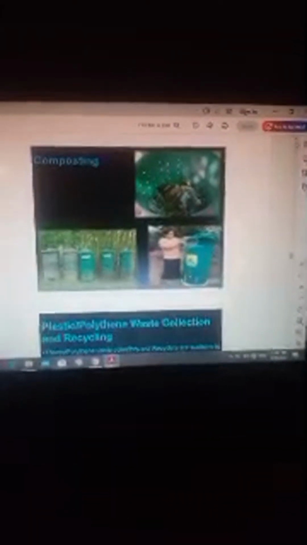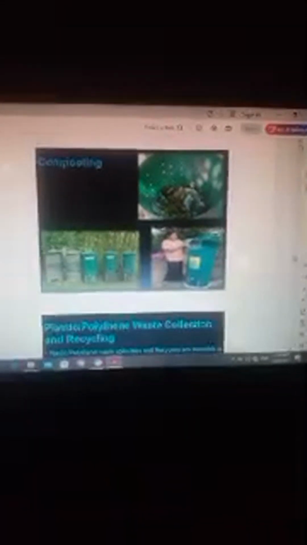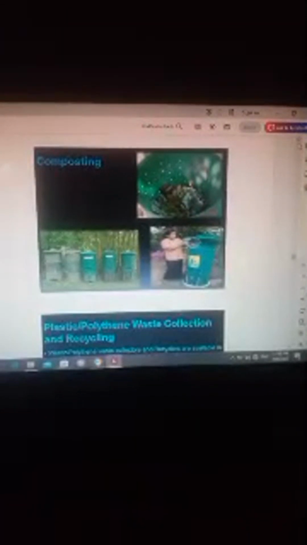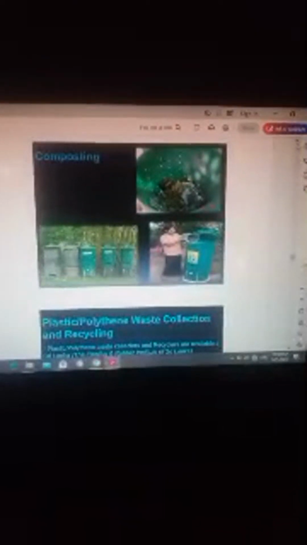Composting, biogas production. The municipal councils of the Sri Lankan government have given composting bins, and there is plastic polythene waste collection and recycling.